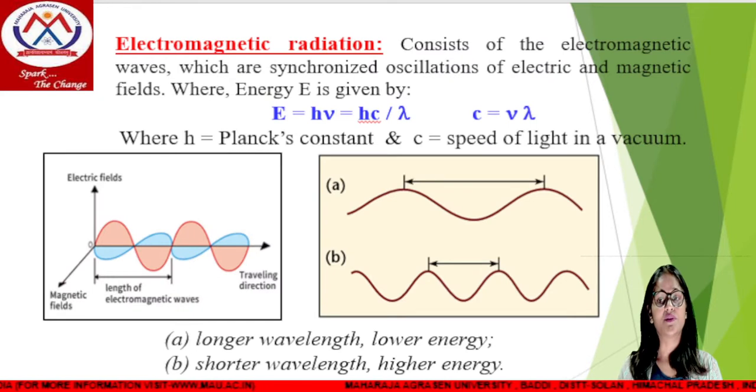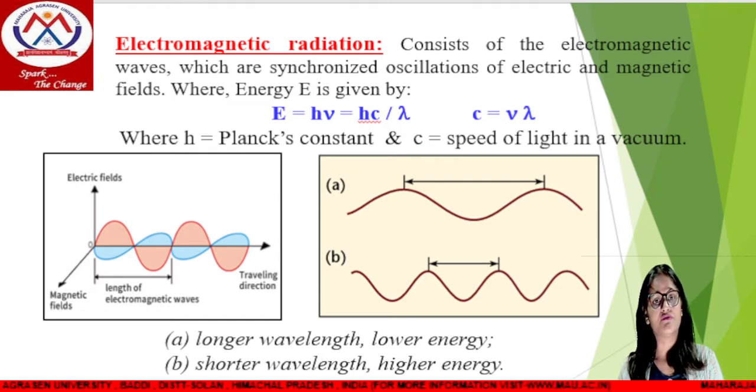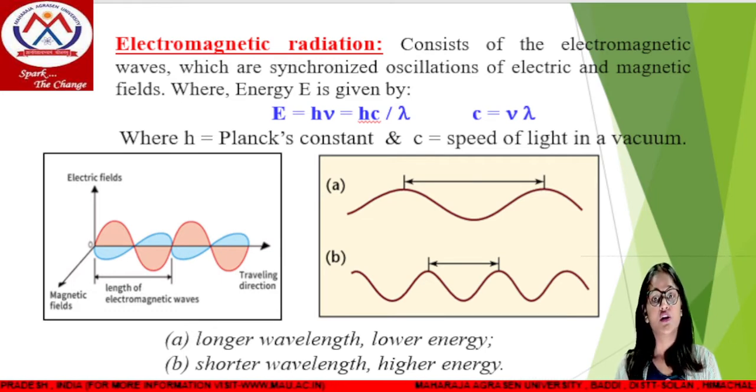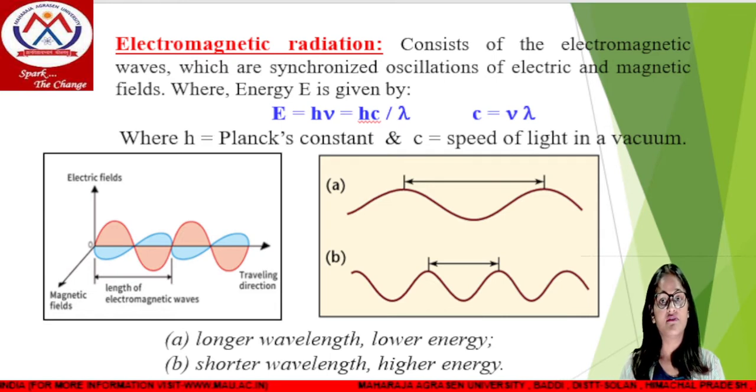First of all, coming to electromagnetic radiations, these radiations consist of electromagnetic waves, which are synchronized oscillations of electric and magnetic fields. As you can see in the diagram, whenever there is periodic transition of electric and magnetic fields, electromagnetic radiations are observed. The relation between energy and wavelength is given by E = hc/λ. So, the longer the wavelength, the lower the energy, and the shorter the wavelength, the higher the energy.